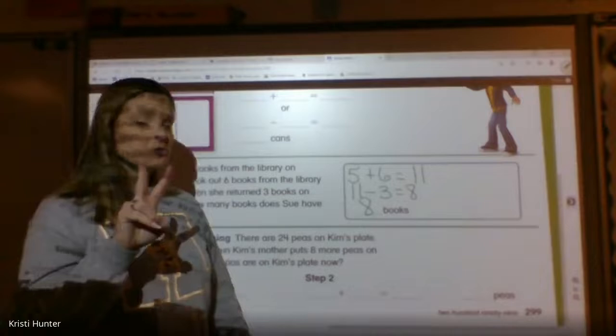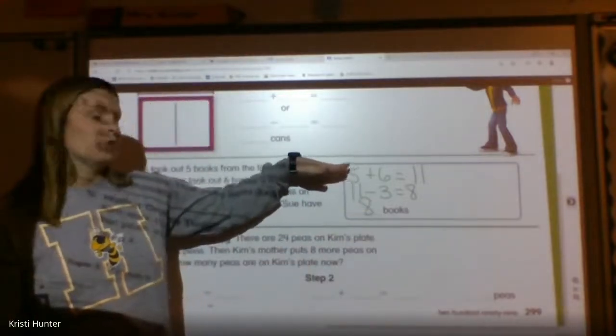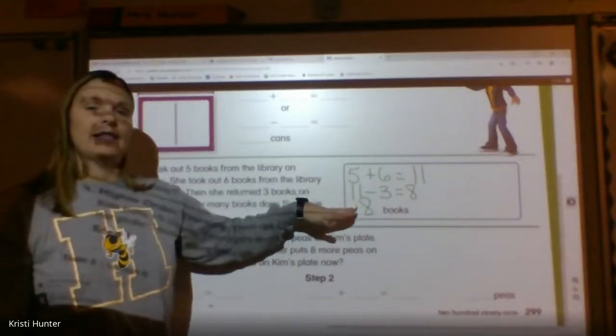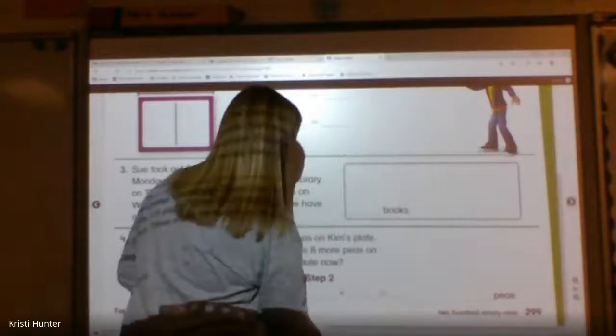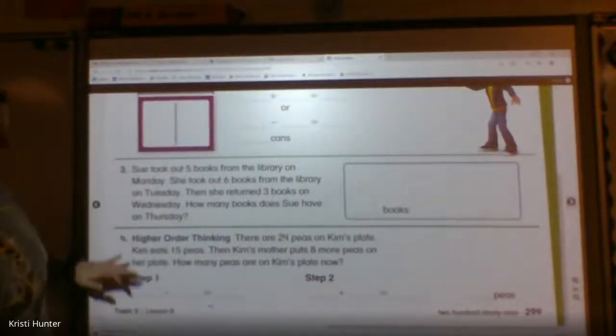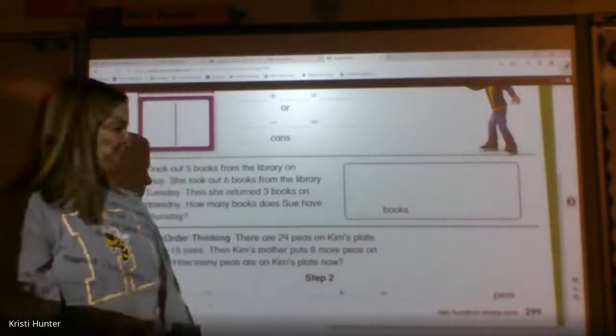Okay, that's a 2-step problem. We first have to find out how many she had, then she returned some, and then our answer is what she has left. Okay, let's look at this one down here at the bottom. This one already has it set up, and it tells me it's a 2-step problem. I like it when it tells me that.